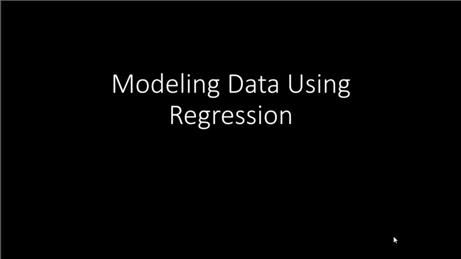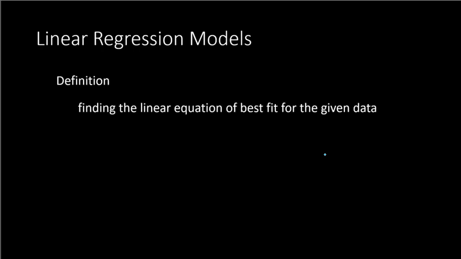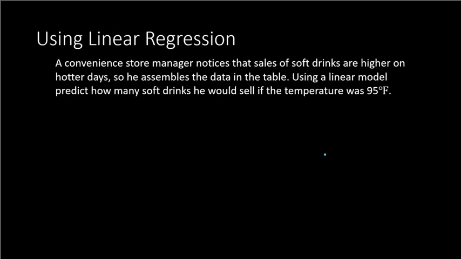In this video, you will learn how to model data by using linear and quadratic regression. So what is a linear regression model? Well, it's the process of finding the linear equation of best fit for the given data. So what does that mean and what does that look like? Well, let's take a look at an example to illustrate.